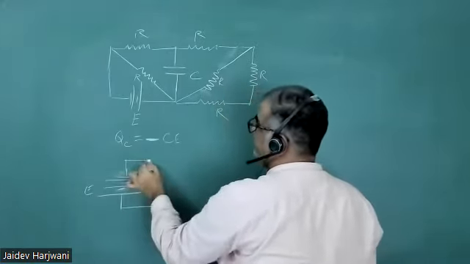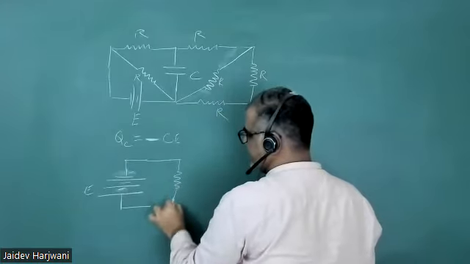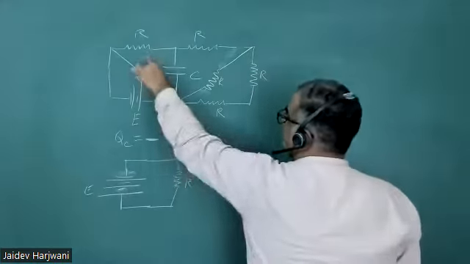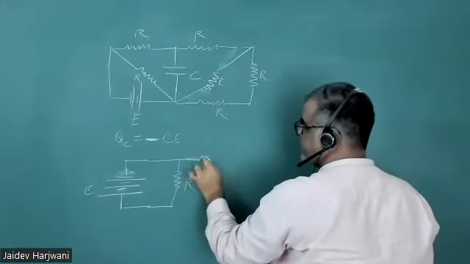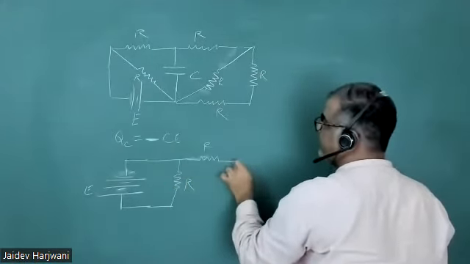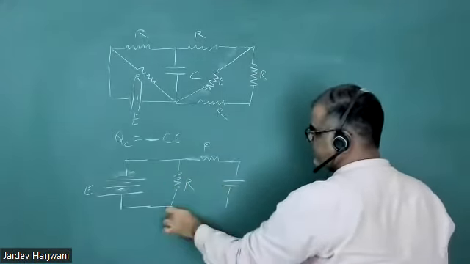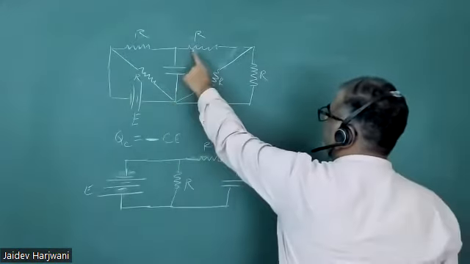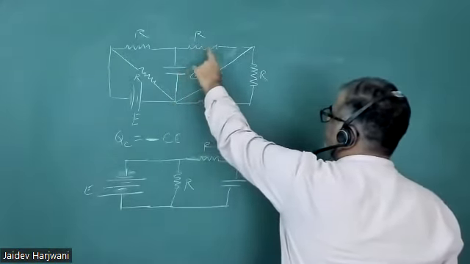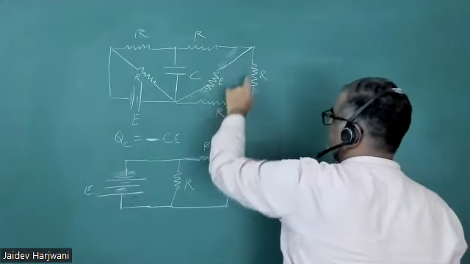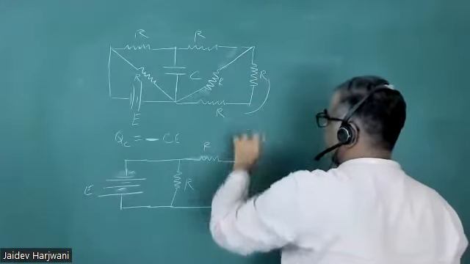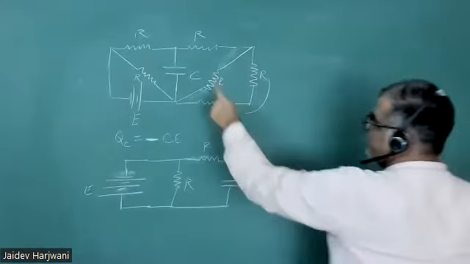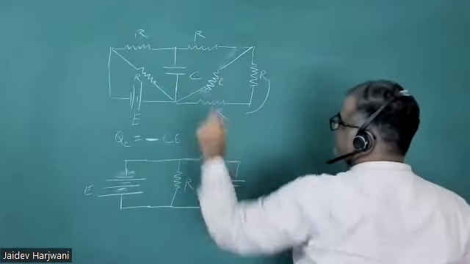Here, parallel to this, is one resistance R. Then here one resistance R again, then I have a capacitor C, and here I have one resistance R. These two R's are in series, so this 2R will be parallel with this one. So I am writing the total resistance of this branch.